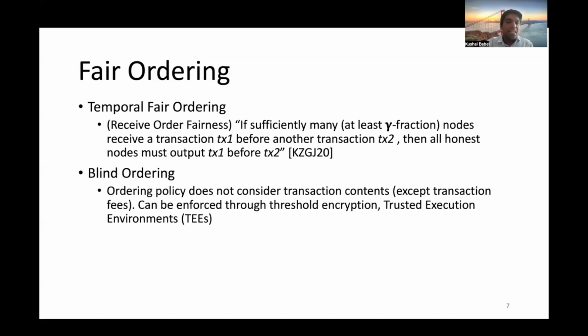This ordering can be enforced either through MPC, threshold encryption, or trusted execution environments, which would basically finalize transactions first and then reveal the transactions. And it turns out you could also make these approaches complementary to each other. They are not exclusive. So you could both encrypt the transactions and have a decentralized protocol that is fairly ordering those transactions in a temporal way.